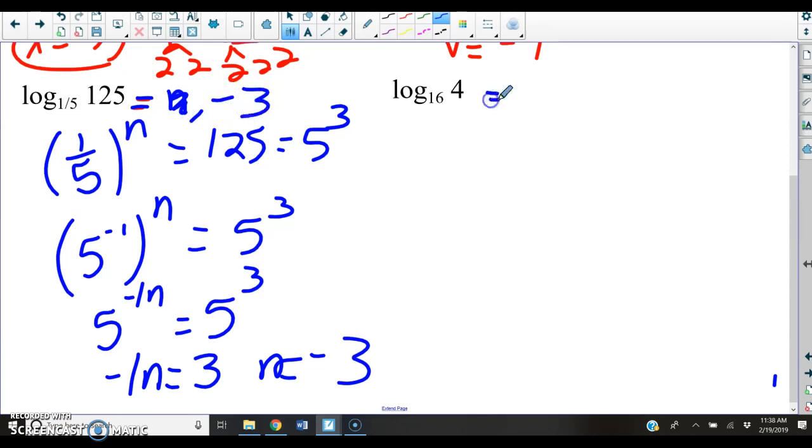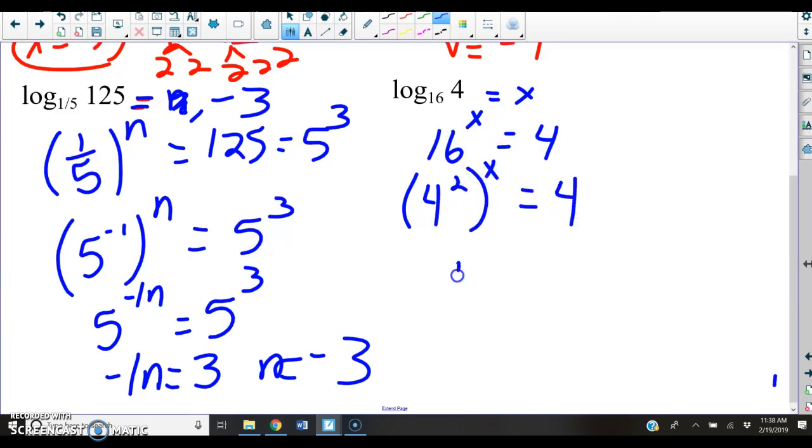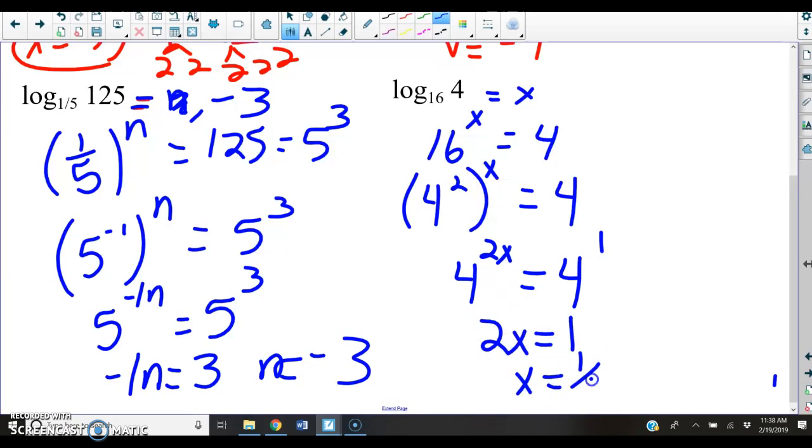Okay, so now we solve for some exponent. 16 to the x equals 4. Well, 16 is 4 squared. So I got 4 to the 2x equals 4. Well, I'm going to give it that exponent 1. So 2x equals 1. x is 1/2.